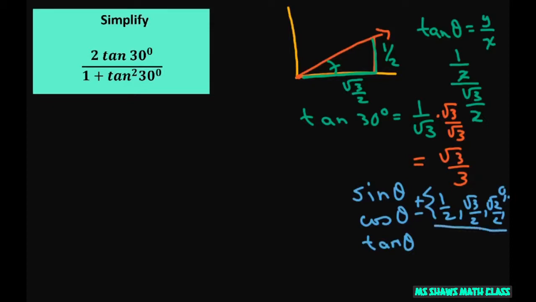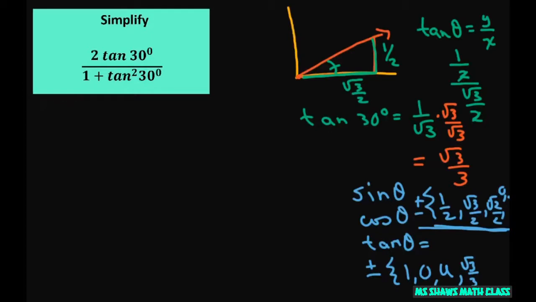Those are pretty easy because they're the most common. Tan is pretty easy too. It's 1, 0, and undefined. The two other numbers you need to know are square root of 3 divided by 3 and square root of 3. These two you need to memorize, so you're not always having to draw this triangle.